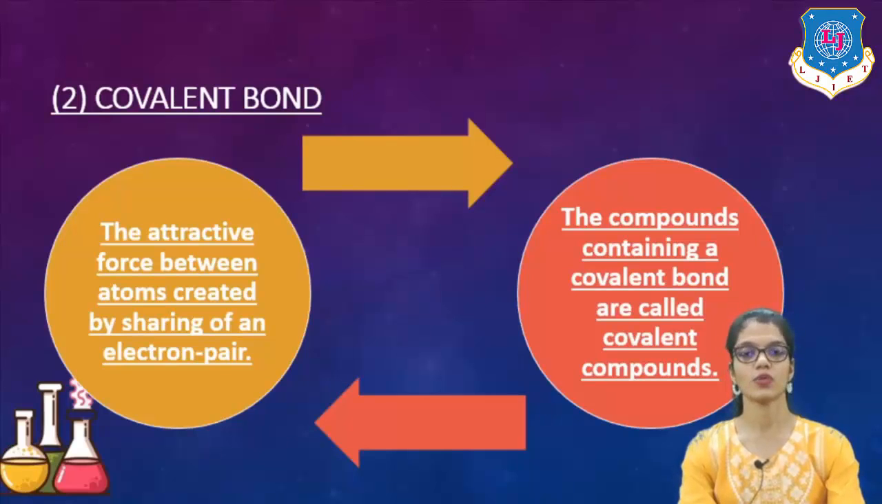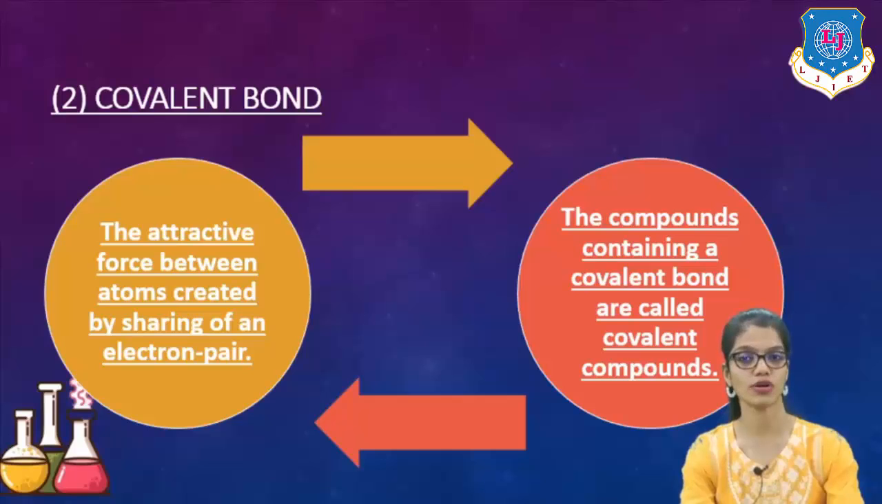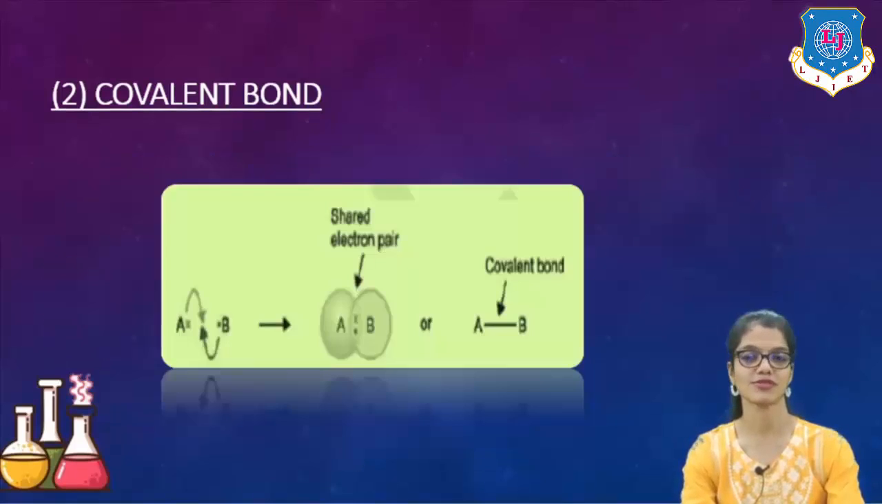Let's see the second one, which is covalent bond. It is the attractive force between atoms created by mutual sharing of an electron. Understood it? Mutual sharing of the electron is known as covalent bond. The compounds formed here are known as covalent compounds.